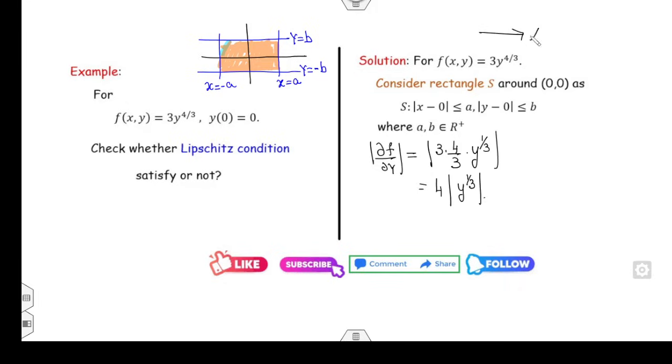Can it go to infinity? No, because when will it go to infinity? It goes to infinity whenever y goes to infinity. But infinity is not part of the rectangle. So this means it will never go to infinity.